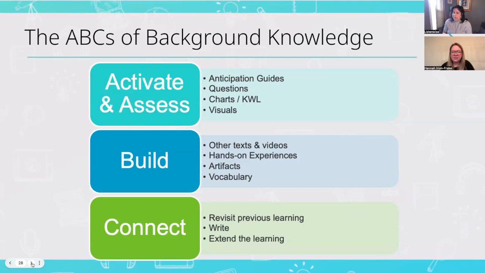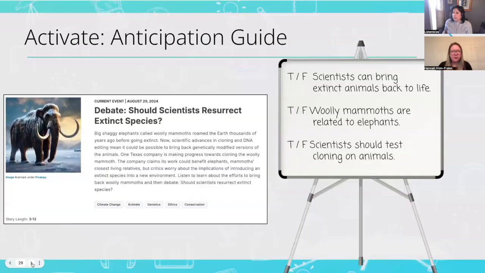And then the C stands for connect. This is the idea that as we're learning new things, we want to make sure we're intentionally connecting it back to our knowledge and our understanding of the topic that we're reading about. Instructionally, this looks like going back to the things you did in activating and building and making those connections really explicit and obvious for students, and giving them chances to talk about it or even write about it if they have the skill level. So I want to share with you one strategy for each of the ABCs.